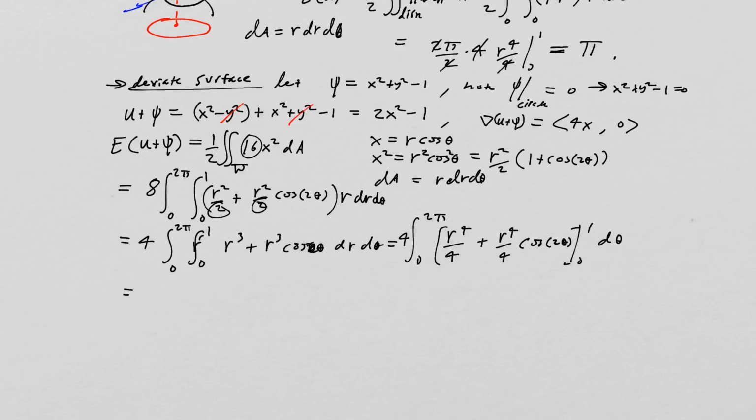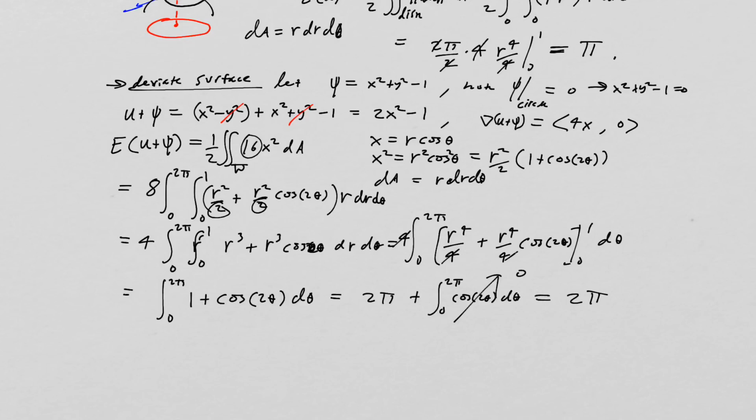And then notice, of course, that the 4's are going to cancel. And we're left with 1 plus cosine 2 theta d theta. And note that that's going to be a 2 pi plus the integral of 0 to 2 pi times cosine 2 theta d theta. And note, of course, that that is going to integrate to 0 because it's a cosine. So our energy is 2 pi.